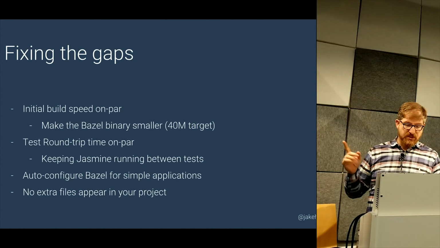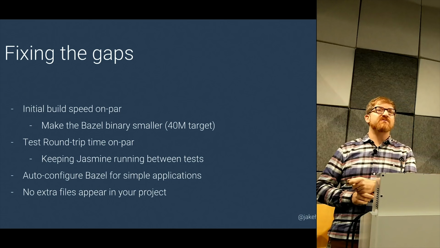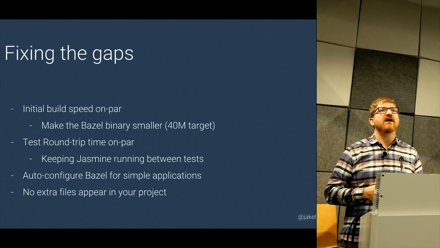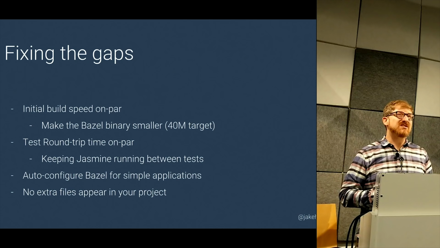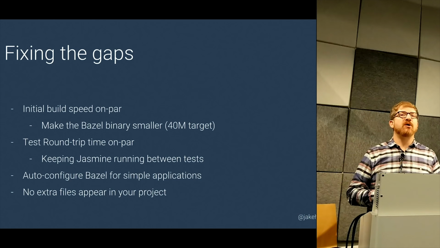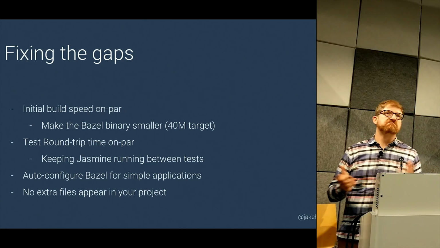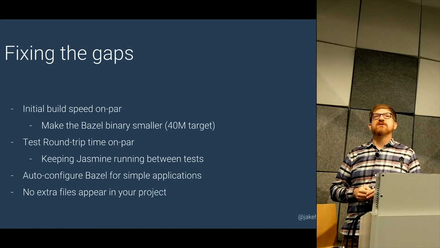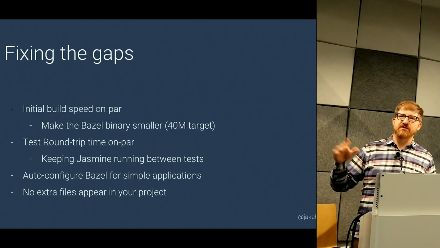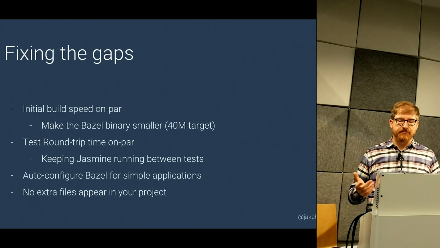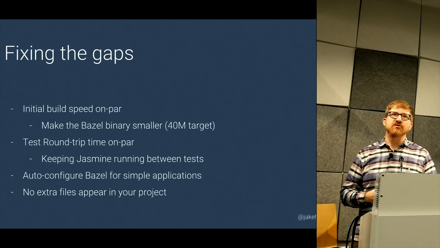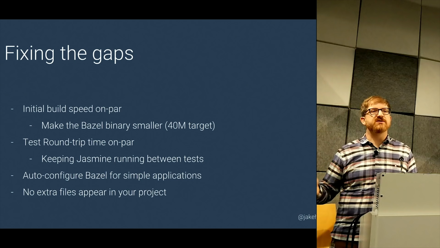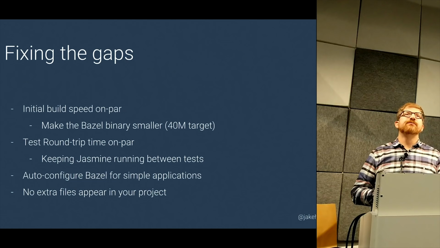So like I said, the initial build speed, we want it to be on par. We can do things about that, like making the Bazel binary itself smaller, since it's going to be one of the transitive dependencies of the CLI if we do this. We think the target is 40 megs, which is still big, but we think we can save that much in other places. Maybe, still evaluating. We want the test round trip time to be on par, and so something we can do here is to keep Jasmine running between tests. Right now we shut down the Jasmine process under Bazel and start it again. It's just a question of how we host these tools under Bazel to take advantage of the features of how Bazel can do scheduling, like reusing a warm process instead of starting a new one.